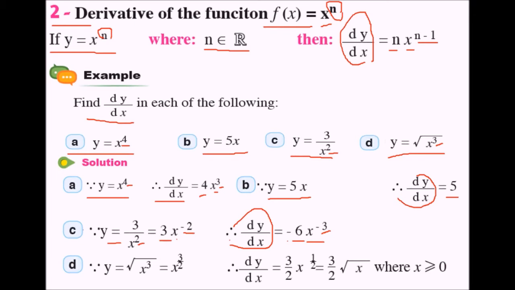D. Since y is equal the square root of x to the power of 3, then y is equal x to the power of 3 over 2. Then dy by dx is equal 3 over 2 x to the power half. The simplest form of dy by dx is equal 3 over 2 square root of x, where x bigger than or equal 0.